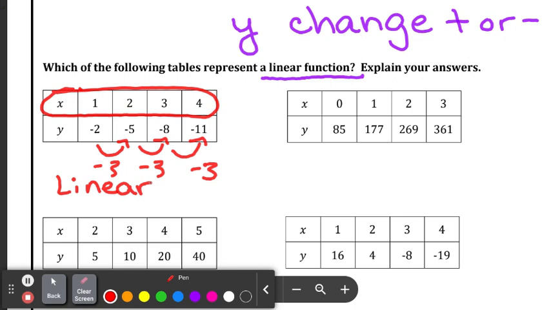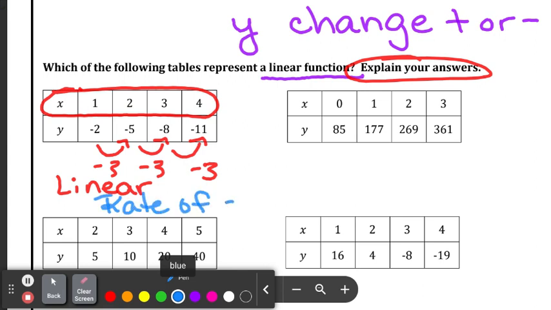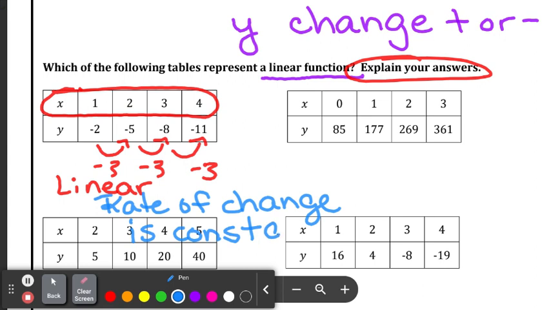Now, explain means in words you have to say why it is linear. So I said on my paper, the rate of change is constant. You could say the rate of change is the same. You could say the slope is constant. You could say it's, oh, here go my dogs. Each point is going down by 3. As long as you say something about everything being the same, you're good to go.